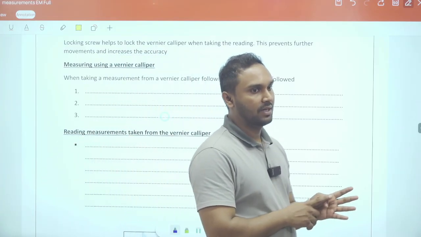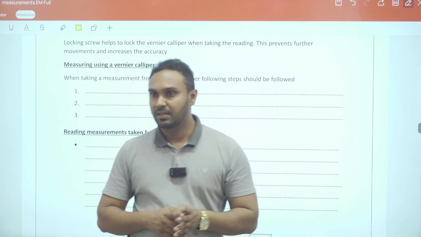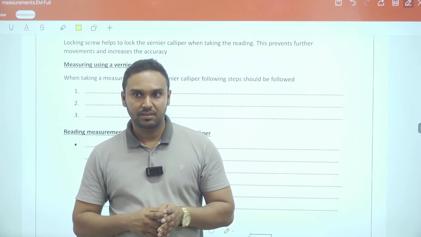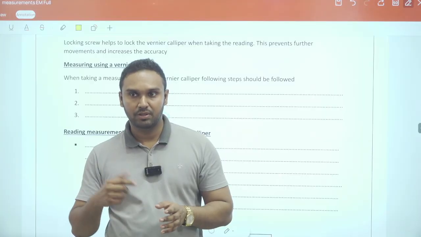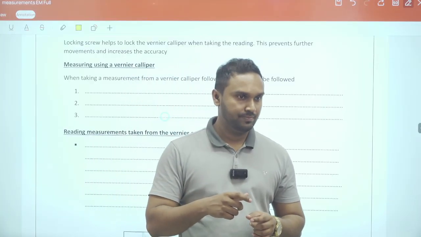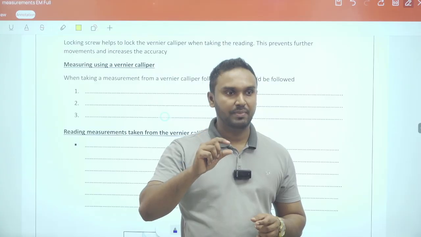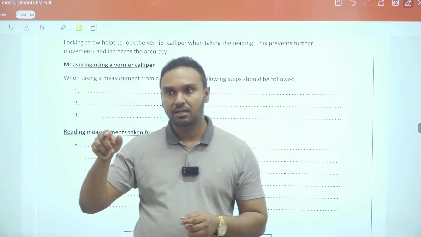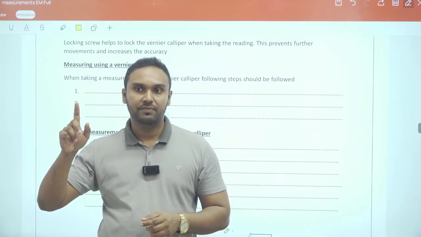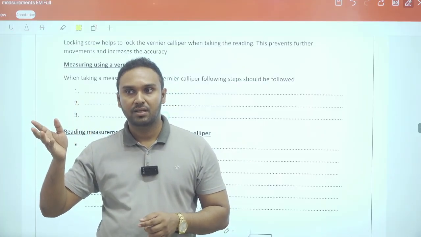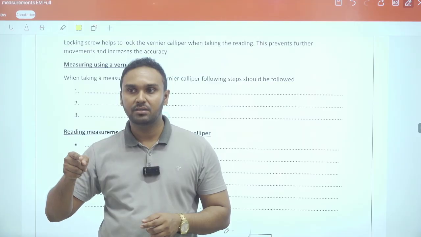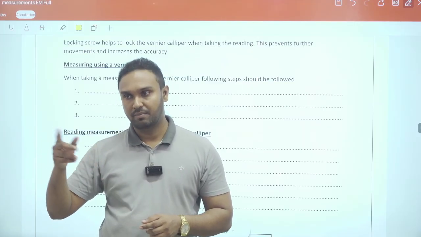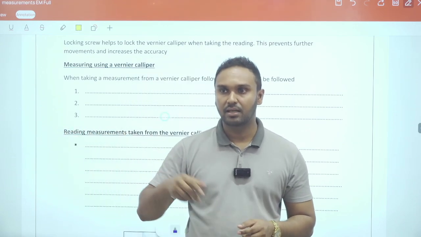What do you do when you have the vernier caliper in your hand? If you have to take a measurement, you have to know how to take a complete measurement. First, you put the object between the two jaws, and you check the main scale and the vernier scale. And you check the alignment of the vernier scale lines. If the 5th line is aligned, you take the vernier measurement using the least count and the number of vernier lines that are aligned.